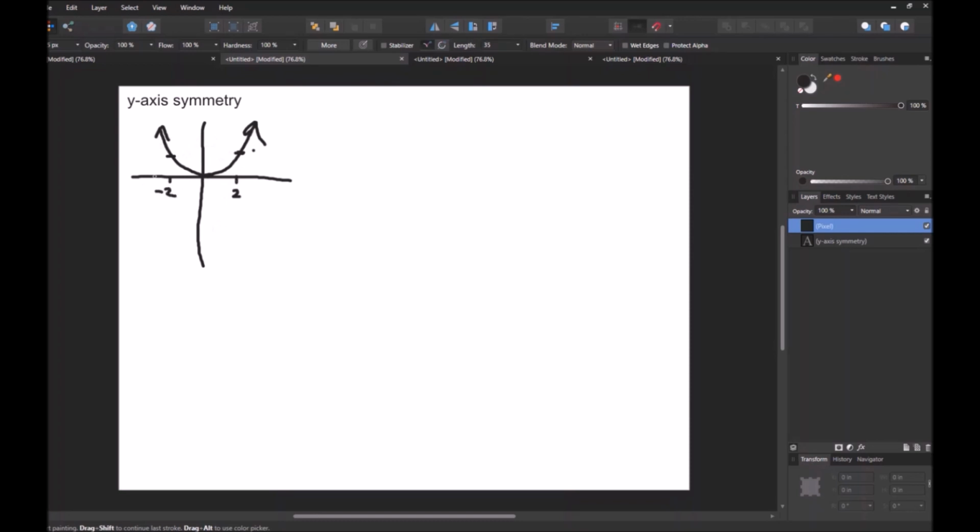Well, both 2 and negative 2 have this same y value here. It has y-axis symmetry. It's symmetric with the y-axis. So if you took the equation of this graph and you replaced every x in that equation with a negative x and evaluated that equation, it would be the exact same as your original equation.